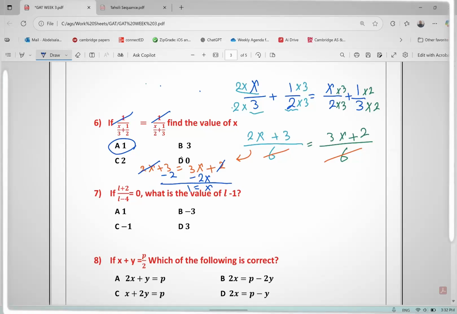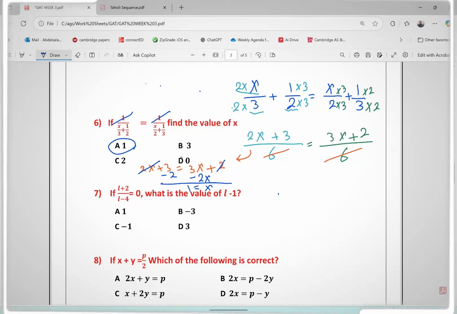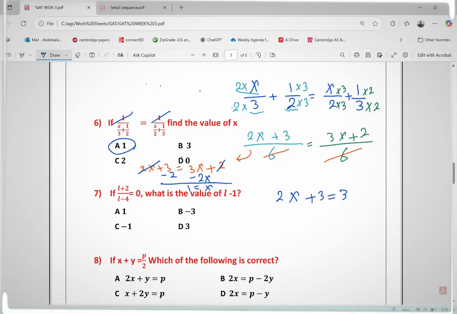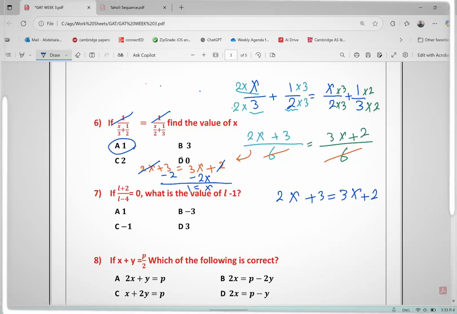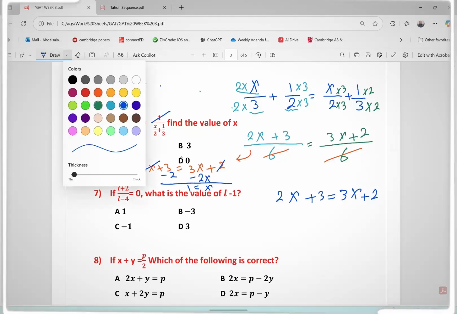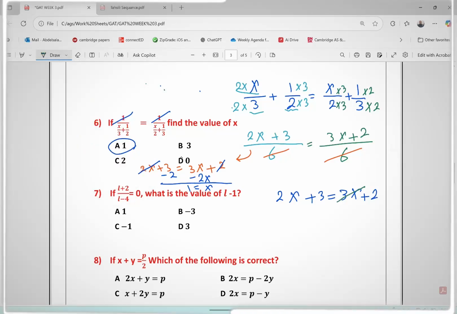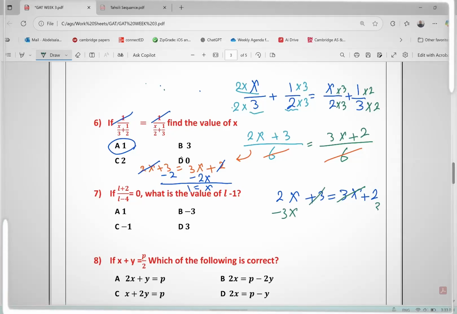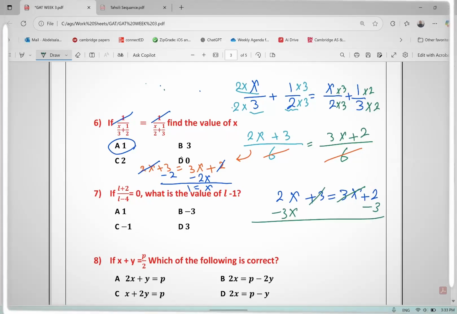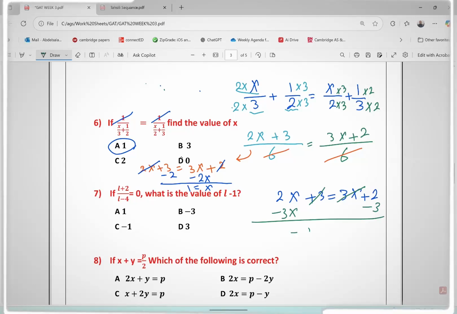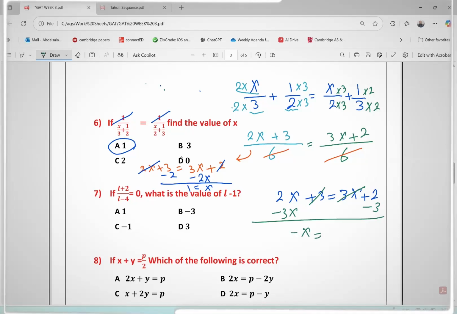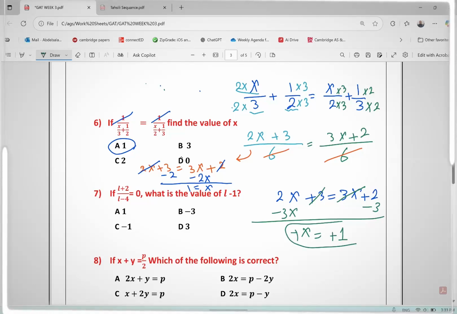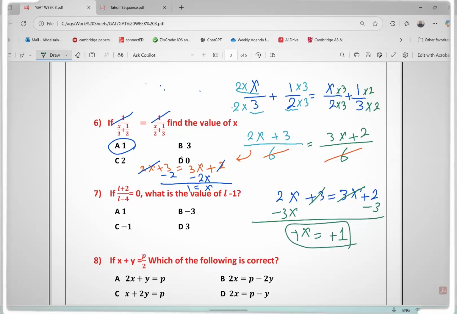What happens if another student solves it in this way? 2x plus 3 equals 3x plus 2. I will say, okay, let's see. Bismillah. If I move 3x here, it will be negative 3x. If I move 3 to the other side, it will be negative 3. Let's combine. 2x and negative 3x is negative x. 2 and negative 3 is negative 1. Cancel negative and negative, x equals 1. I have no problem. Okay? Bismillah.